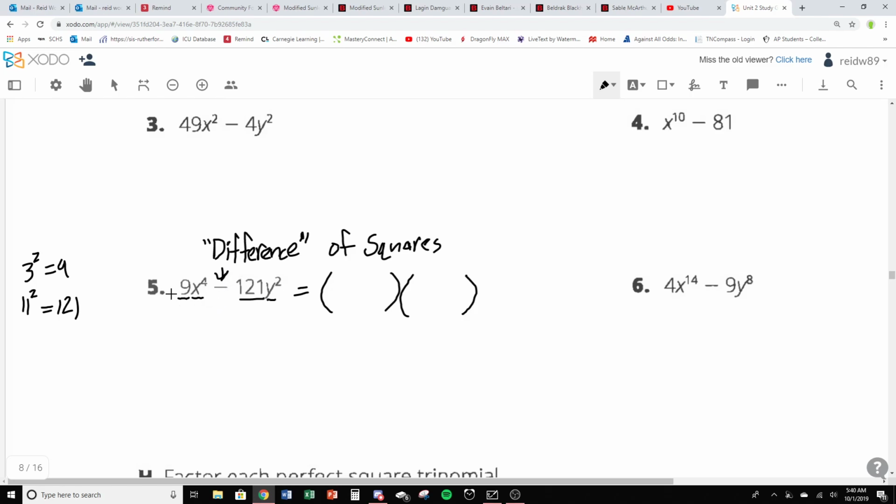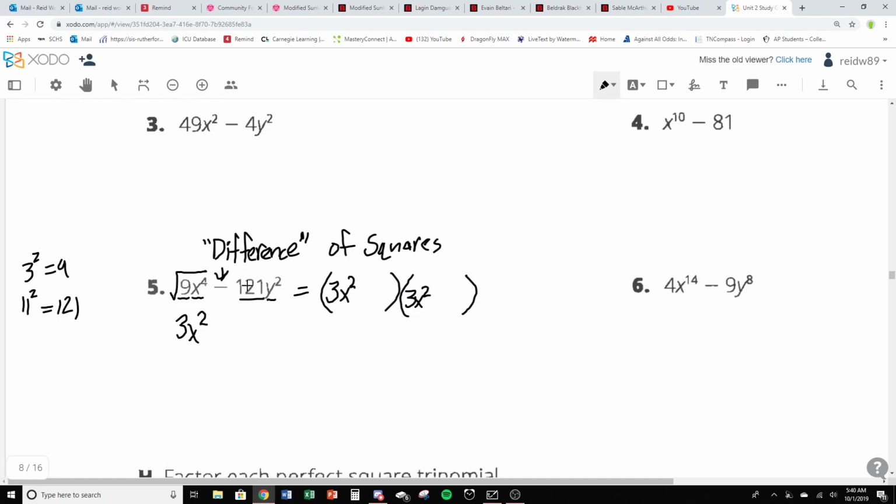So I'm going to take the square root of the first number, and we go one at a time here. Start with the 9. What's the square root of 9? Well, it's 3. And then what's the square root of x to the fourth? Something I talked about in class was that if you have an even power, the square root is basically telling you to divide that power in half. So when we do that, it becomes x squared. So this is going to be the first term, and it's going to go in both of these. So we're going to write that in the front.